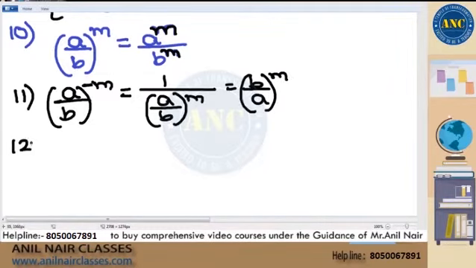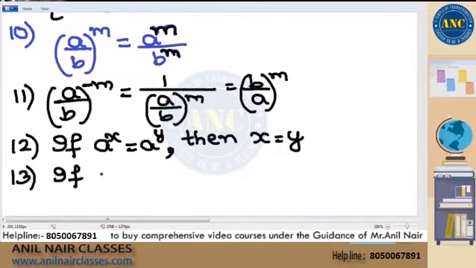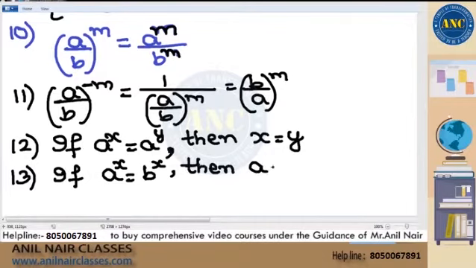And probably 2 or 3 more which we can derive: if a power x is equal to a power y, if the bases are the same, ignore the bases and equate the powers, then x will definitely be equal to y. Similarly, the reverse is also true. If bases are different and the powers are the same, ignore the power and equate the bases.